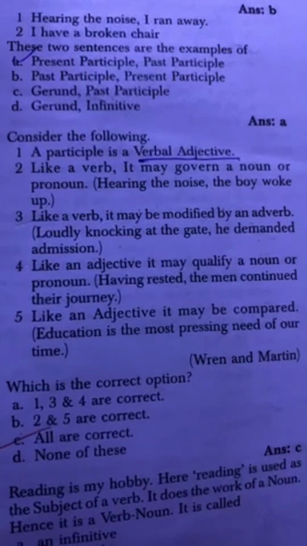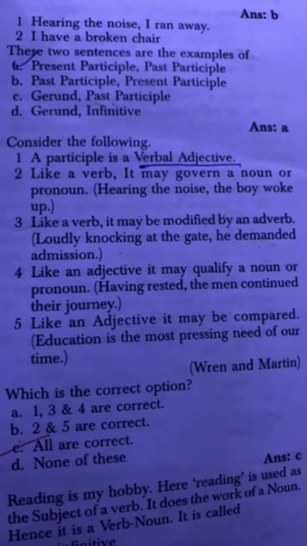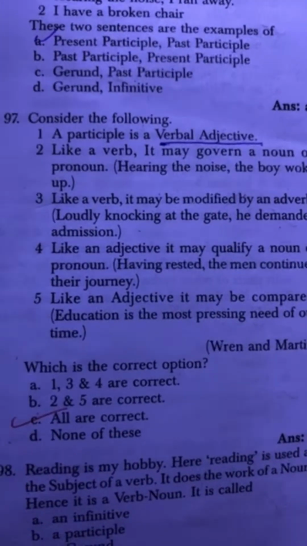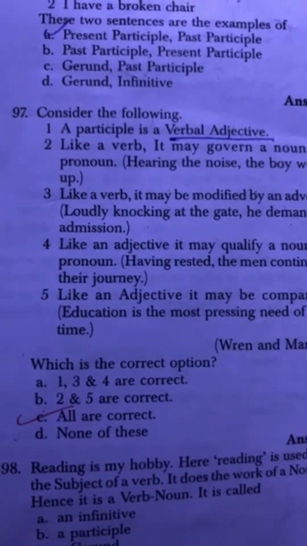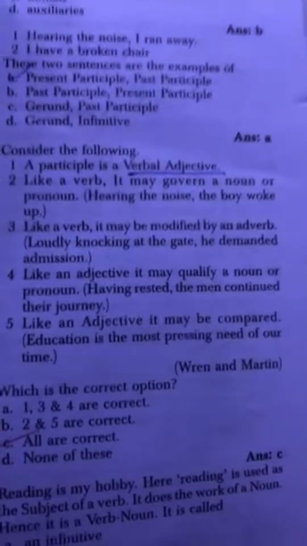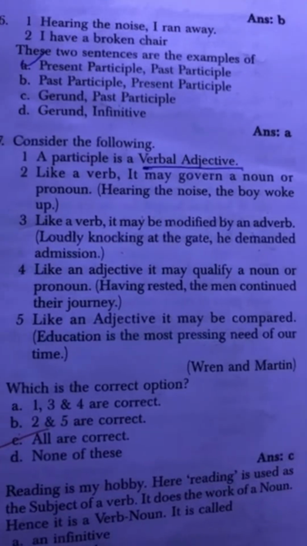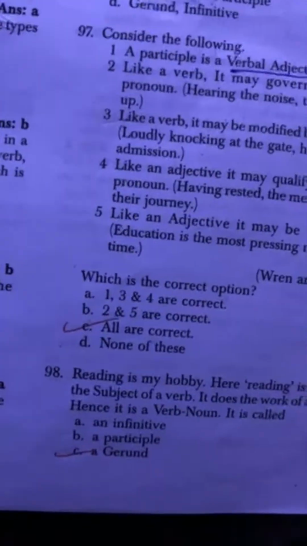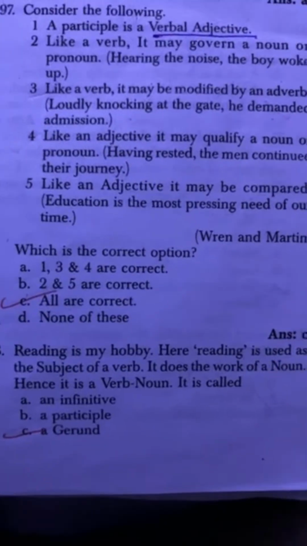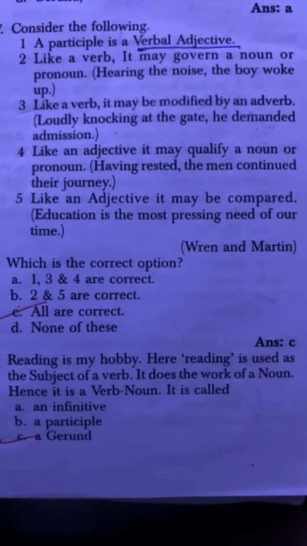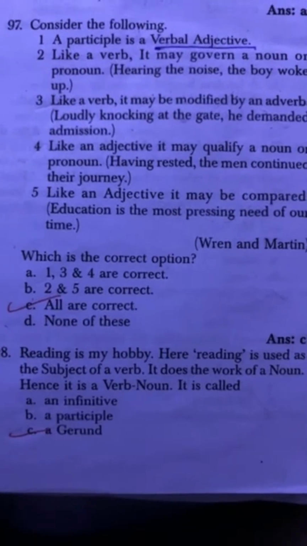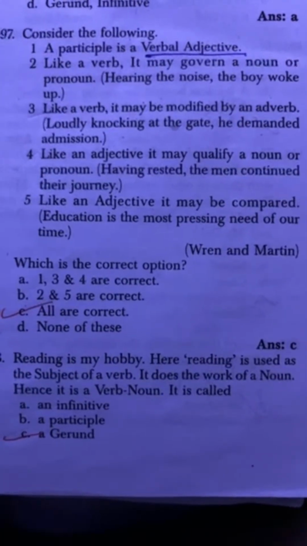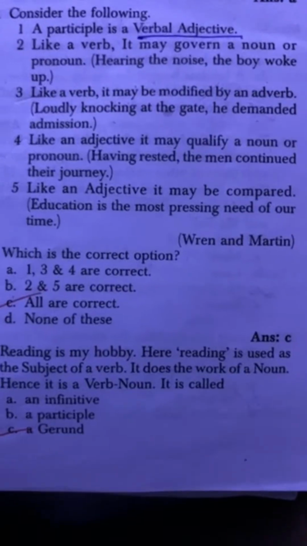Like an adjective, it may qualify a noun or pronoun: having rested, the men continued their journey. Like an adjective, it may be compared: education is the most pressing need of our time. Now, which option is correct? So, all are correct. If you read it carefully, you can take a screenshot and read it. All five options are correct here. Reading is my hobby. Here, reading is used as the subject of a verb. It does the work of a noun, hence it is a verbal noun. It is called a gerund.